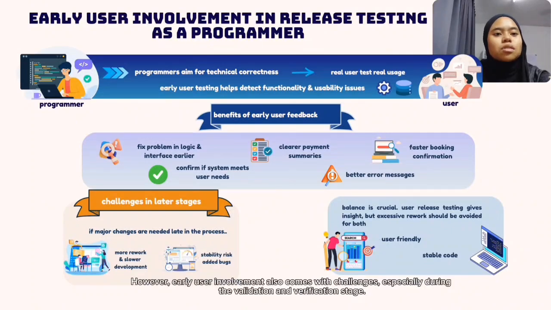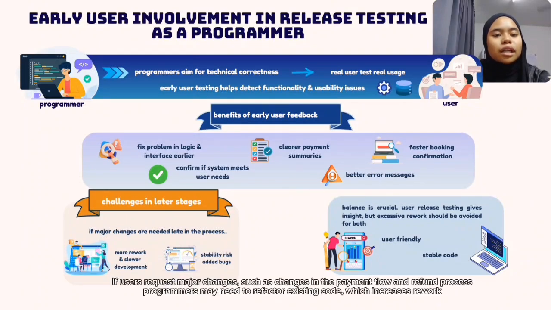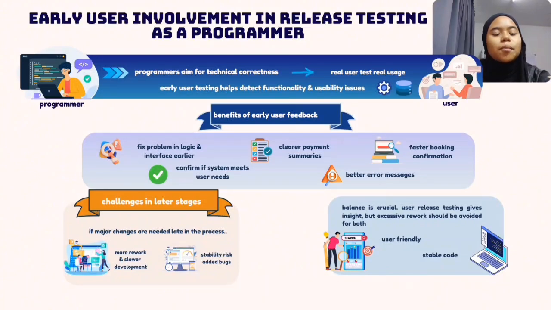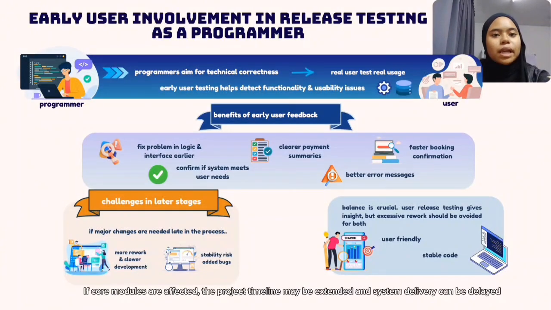However, early user involvement also comes with challenges, especially during the validation and verification stage. At this stage, most system components are already developed, and programmers are focusing on system stability. If users request major changes such as changes in the payment flow and refund process, programmers may need to refactor existing code, which increases rework. This rework can affect system stability, introduce new bugs, and slow down development. If core modules are affected, the project timeline may be extended and system delivery can be delayed.